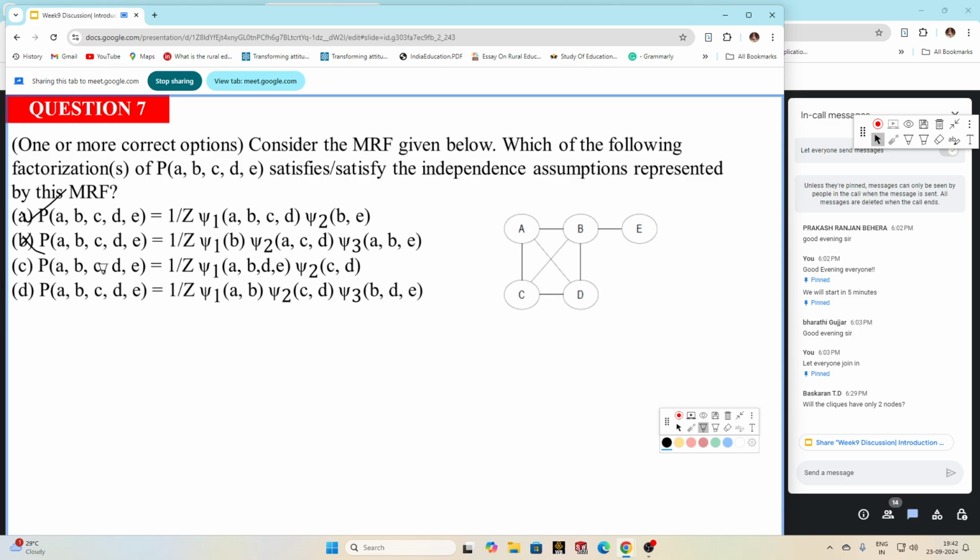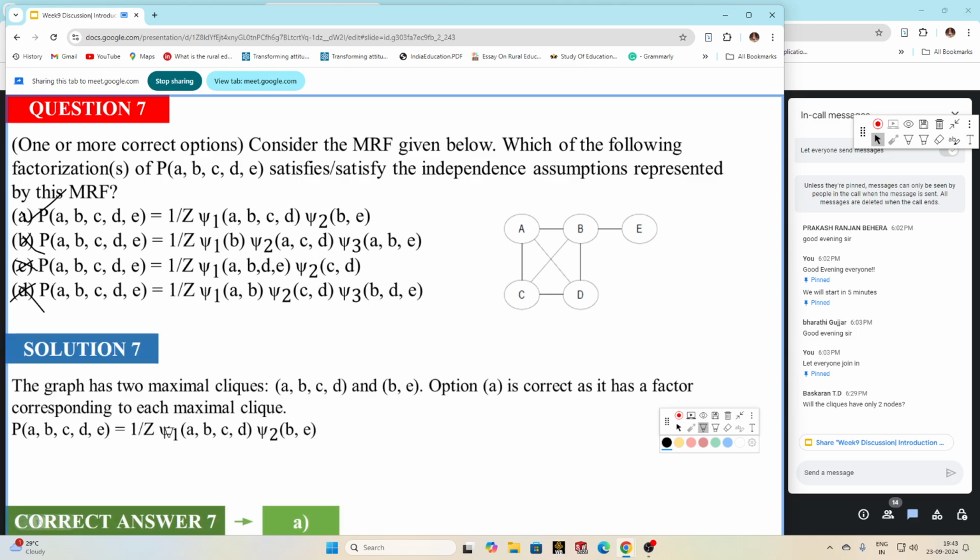Now ABDE. E, there is no link, right? ABDE, how is it traversing? So again this is false. Now ABCD and BDE. Yes, but again it is not covering this AD link. So again this is false. So according to me, A is the correct answer. Yes, A is the correct answer. So is it clear?